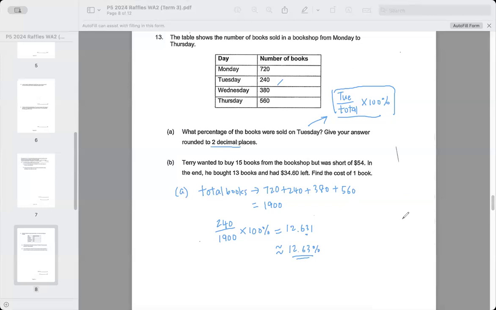Take note, I need the space for part B now. So let me just write down the answer for part A. Here is 12.63%.